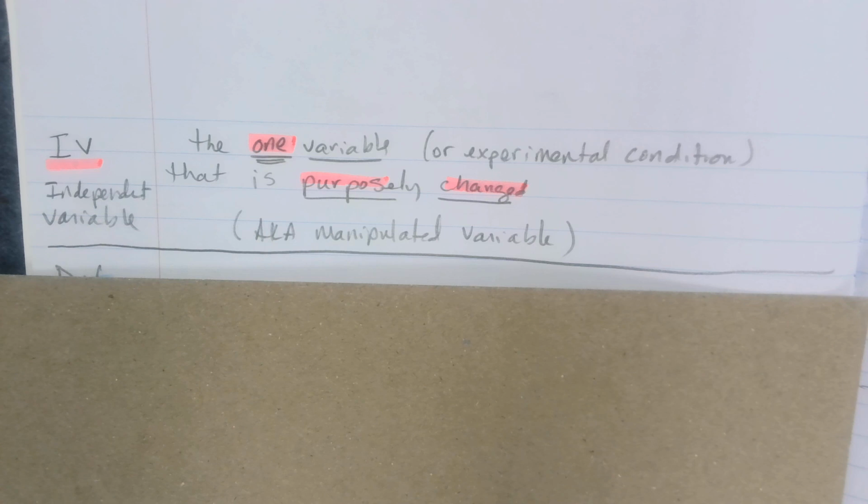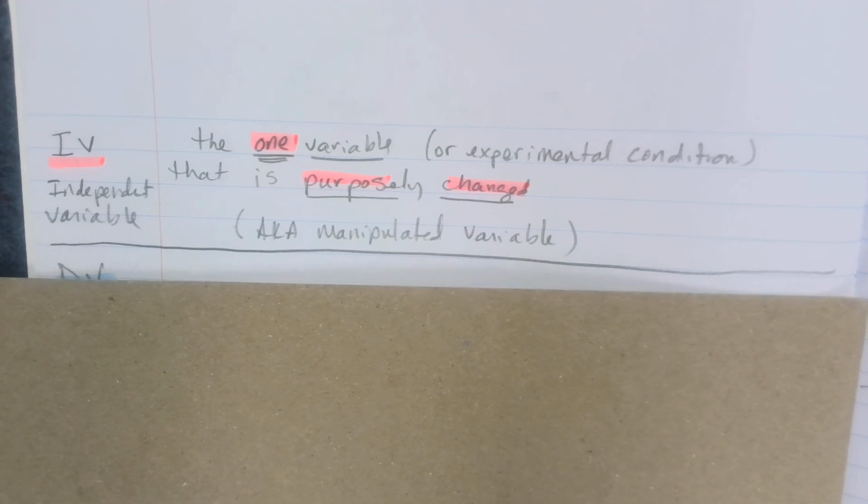So independent variable is abbreviated IV. The independent variable is the one variable or experimental condition that is purposely changed. AKA means also known as, so the independent variable is also called the manipulated variable. It is also known as the manipulated variable.